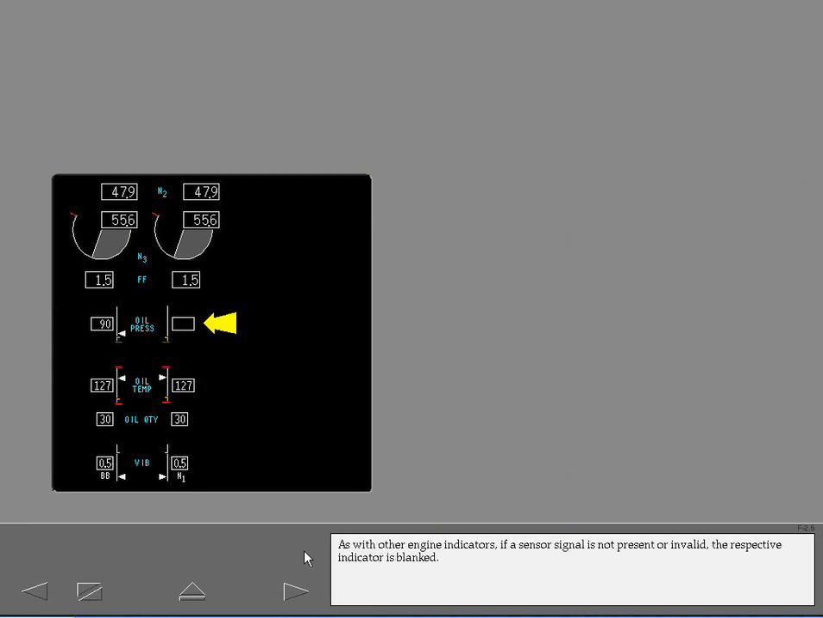As with other engine indicators, if a sensor signal is not present or invalid, the respective indicator is blanked. The operating limits for oil pressure and temperature are shown here in red. Oil pressure and temperature also display a lower amber caution range. There is no minimum oil quantity limit displayed on the indicator.